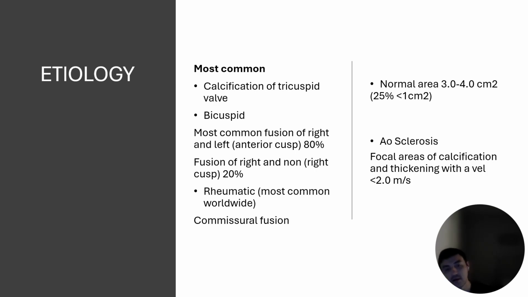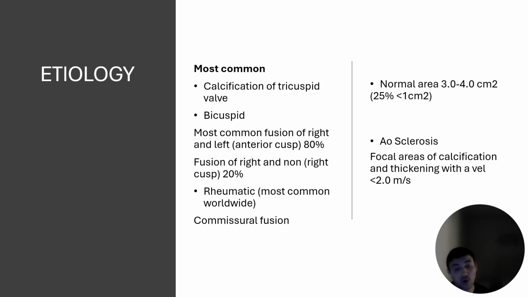Why you have to know about bicuspid aortic valve is that most of the time aortopathies are associated with it. The most common fusion is of the right and left cusps, which makes the anterior cusp, and it's 80% of the time. 20% is the right and non-coronary cusp. Meaning the right and left make the anterior cusp and the non-coronary cusp makes the posterior cusp, when you have this configuration, which is the most common.